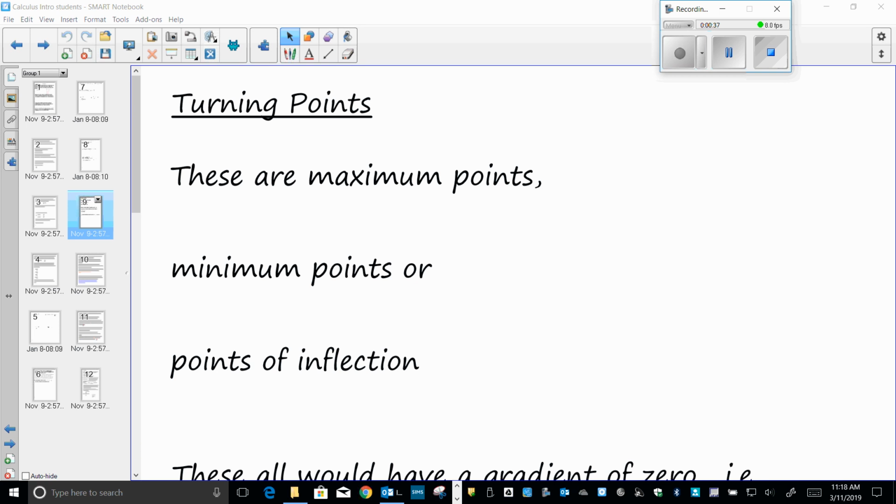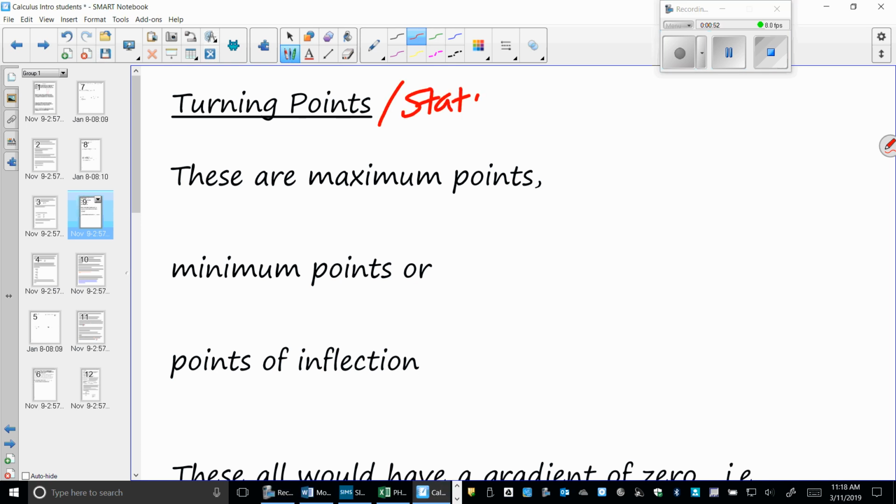Now, this is another kind of question that you might get. They talk about turning points. These are also called maximum and minimum points. What else are they called? Stationary points. So turning points, stationary points, and you're pretty much only looking at maximums and minimums. So if you see a phrase that talks about stationary or turning, that's what we're going to do at this point here.